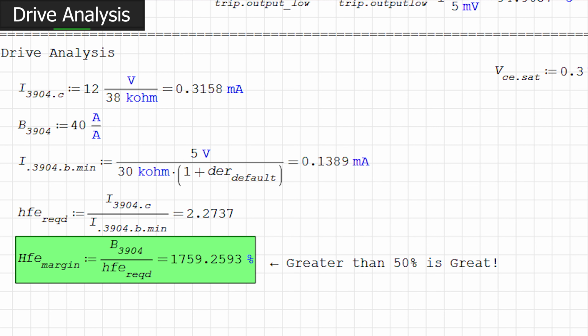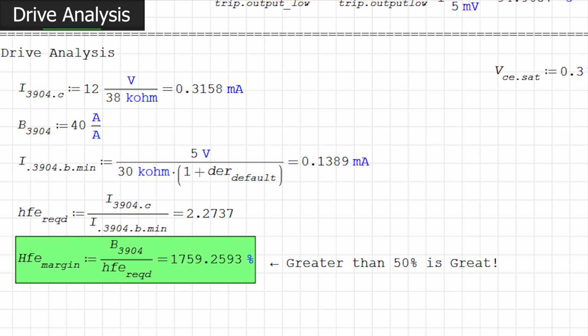For the 3904 transistors in this design, the minimum gain at the current level we're working at, which is around 0.1 milliamps, is 40 amps out per 1 amp in of base drive. That is quite a lot of gain. This circuit requires 0.3 milliamps of collector current to fully turn on the PFET. Our circuit provides a base drive current of 0.14 milliamps, so that results in over 1,000% gain margin. I think we'll be fine. That BJT will be saturated, fully driven, no problem.